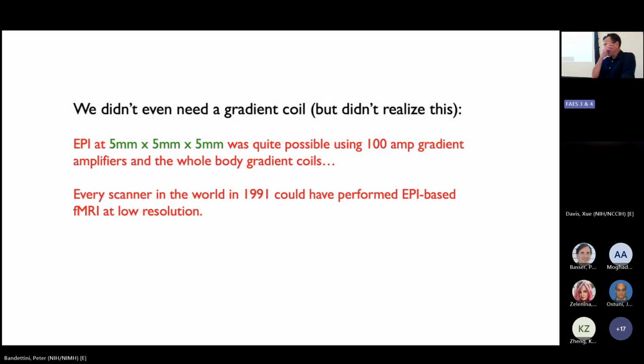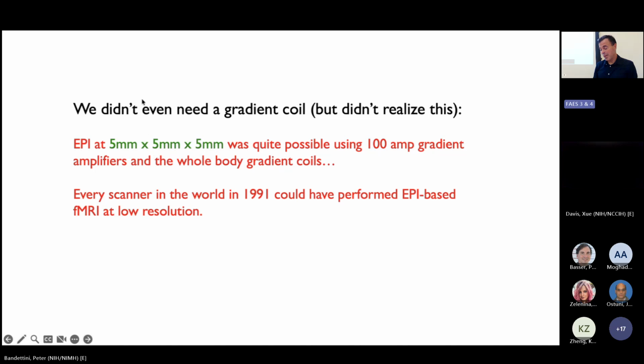And we both realized after the fact that we didn't even need a gradient coil to do this. I mean, literally every scanner in the country, in the world, could have done echoplanar imaging, functional MRI. They just had to go to a little bit lower resolution, 5 by 5 by 5 millimeters, which is considered crazy big today, but it was still better than PET scanning back then. And that was quite easy to do with our wimpy 100 amp gradient amplifiers back then. So every place could have done it. They could have done echoplanar imaging, they could have done fMRI and produced great results.